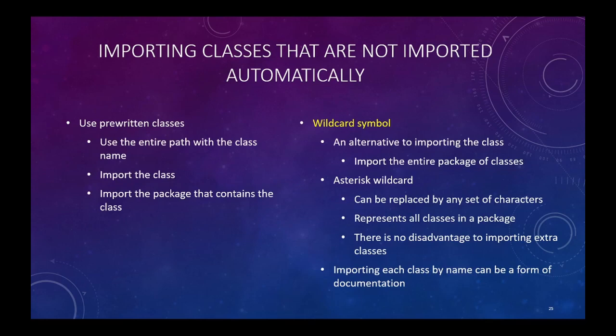If you want to use any of the classes outside of the java.lang package, you need to do one of the following. Number one, either use the entire package path with the class name when you use it. Number two, import the class by itself, or number three, import the package as a whole where the class is contained. If you want to do that third one and import the entire package, you're going to use something called a wildcard symbol. It's going to be an asterisk. This is going to indicate that you want all of the classes within that package imported.